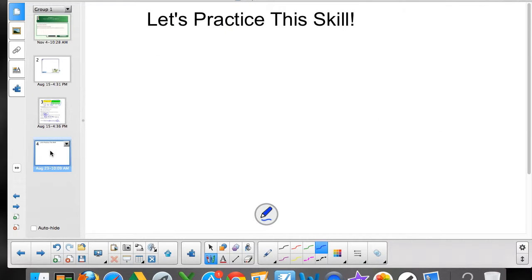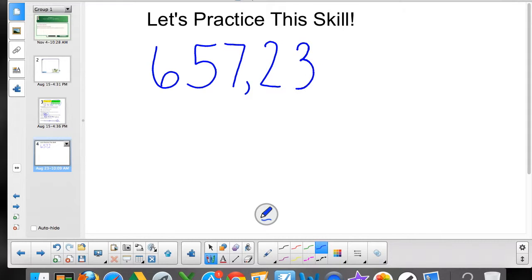Okay, in this first example, we're going to name the place of the underlined digit. The underlined digit I'm going to give you is the 6. We need to name the place of the underlined digit. When we're talking about the place of this digit, we're talking about where it is located. We're not talking about its value. So where is this 6 located? What place is it in?